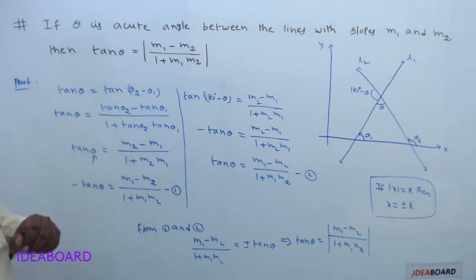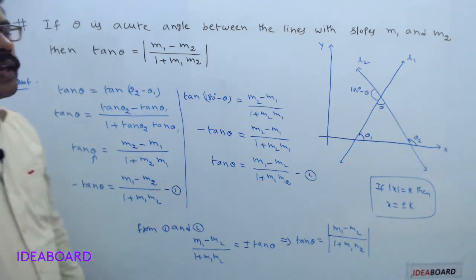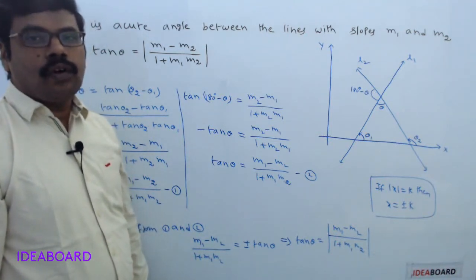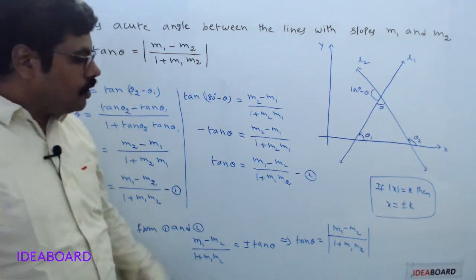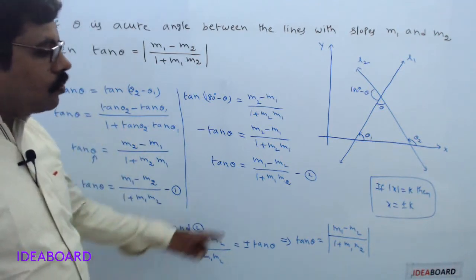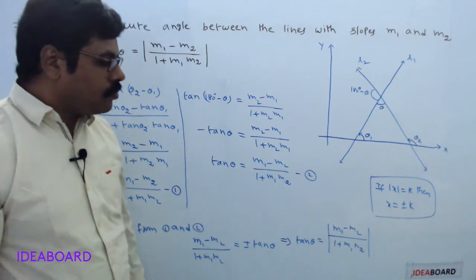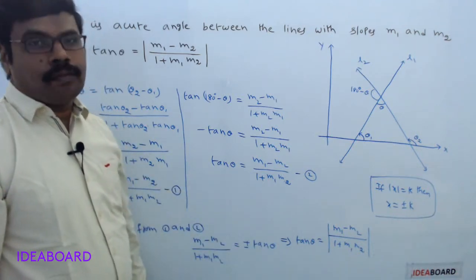So what is the formula? If theta is an acute angle between the lines with the slopes m1 and m2, then tan theta equals modulus of m1 minus m2 divided by 1 plus m1 m2.